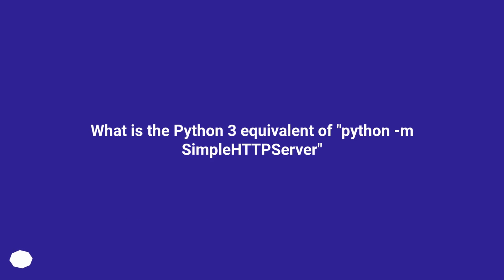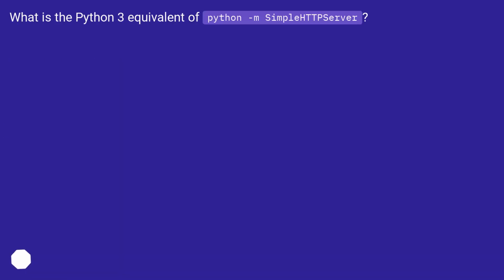What is the Python 3 equivalent of python -m SimpleHTTPServer?